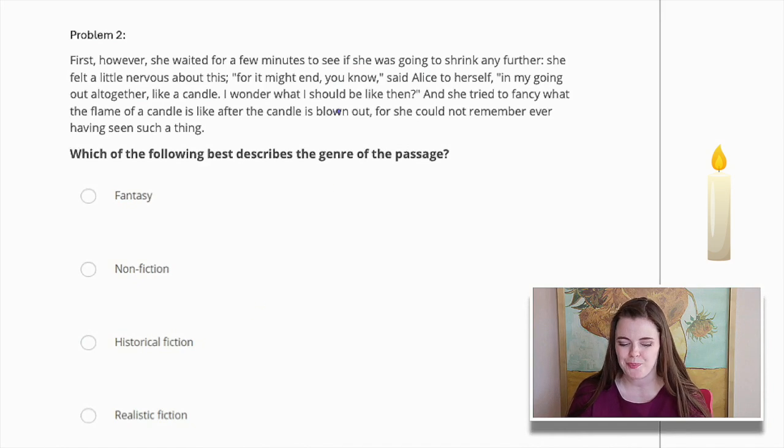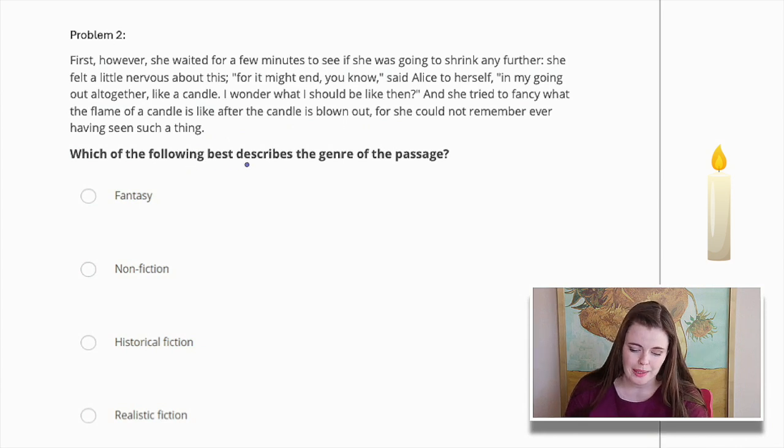Problem number 2. First, however, she waited for a few minutes to see if she was going to shrink any further. She felt a little nervous about this. For it might end, you know, said Alice to herself, in my going out altogether like a candle. I wonder what I should be like then. And she tried to fancy what the flame of a candle is like after the candle is blown out, for she could not remember ever having seen such a thing.